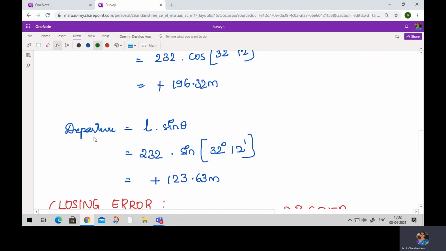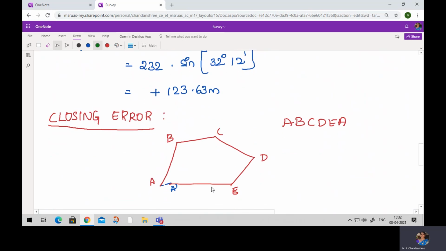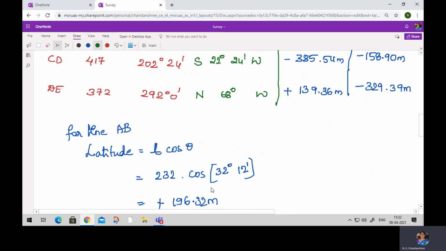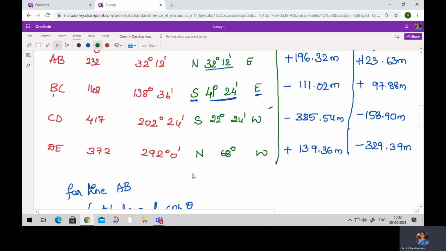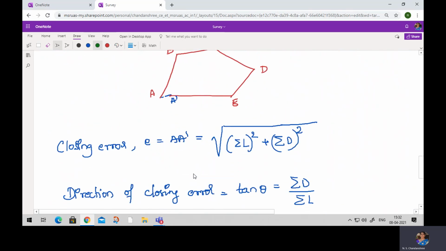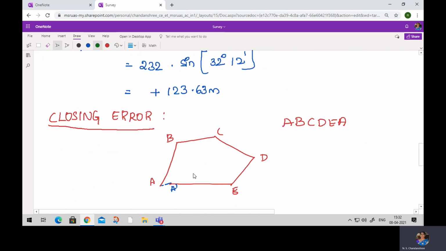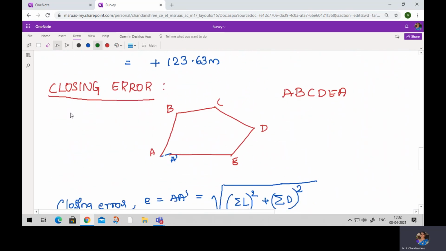So the departure for the first line AB is again L sin theta. L is 232 into sine of 32 degrees 12 minutes. We will get the answer as 123.63 meters. That is how we calculate the latitude and the departure for any given line of any length and whole circle bearing. Now next comes the topic of closing error.